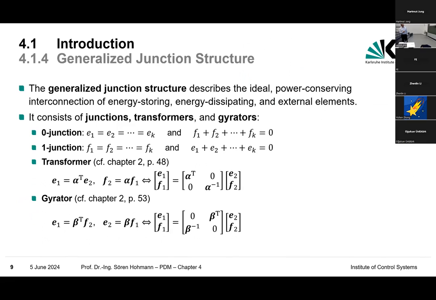Okay. On the other hand, we have all these elements I talked about before, which are somehow routing elements. We have one junctions, the zero junctions, and gyrators and transformers, which are present. So all the gyrators and transformers I have to take, and the zero and one junctions, and there are the various elements with the different definitions.